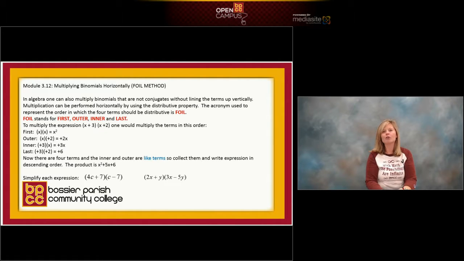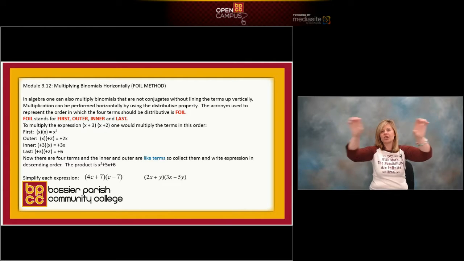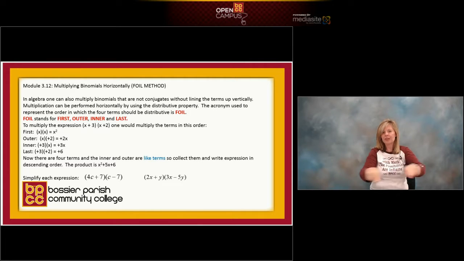O stands for the outer terms. The outer terms are the two outer terms on the parentheses. So you have a set of parentheses and a set of parentheses. Put your fingers on the outer terms. That should be the letter x and the positive 2. That's the outers. So we'll multiply x times positive 2 and we'll get positive 2x.